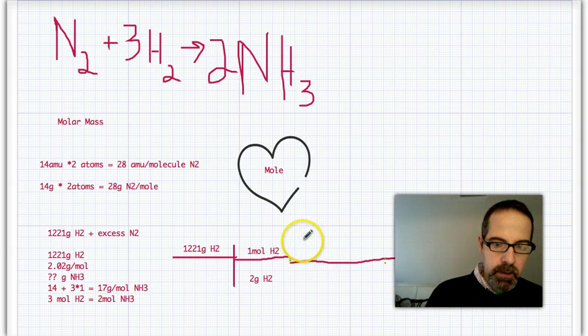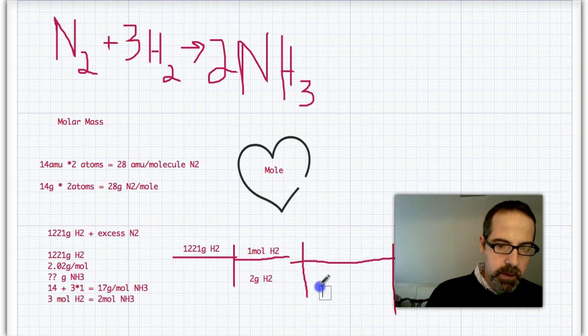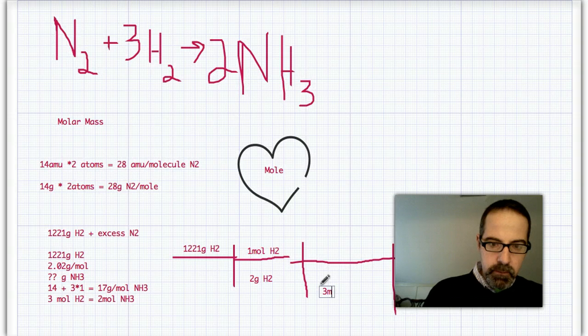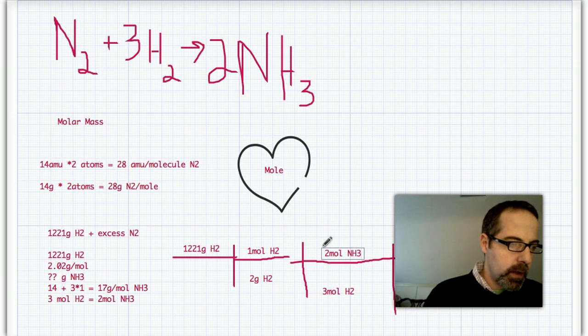So we can then pop in the molar ratio. We can say that for every 3 moles of hydrogen, we have 2 moles of ammonia. All right, so if we went ahead and divided out now and worked this out, we would get the number of moles of ammonia that we're going to get. But what we actually want to know is how many grams of ammonia we're going to get out of the 1,221 grams of hydrogen gas.